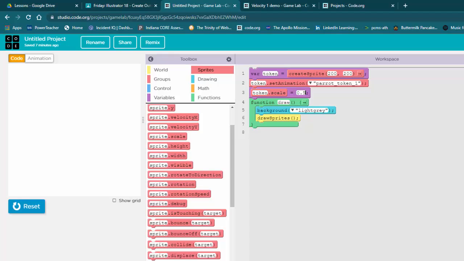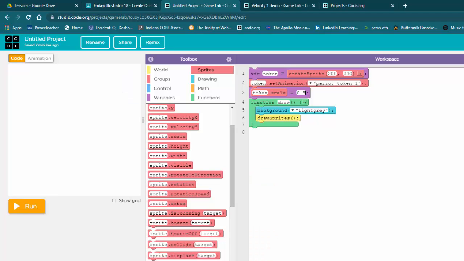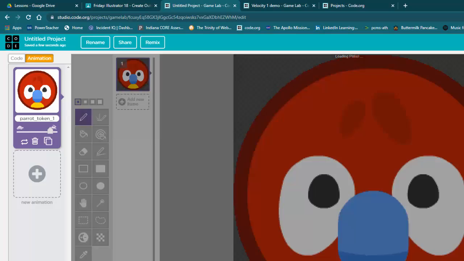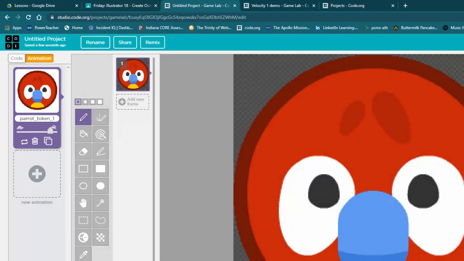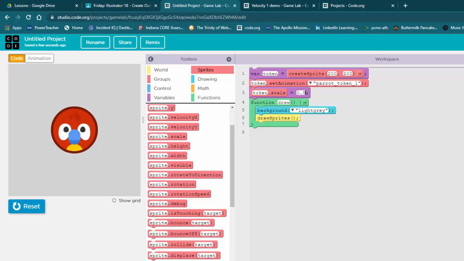Okay, I'm going to hit run, and all I've got right now is a little game token that is sitting in the middle and it's not doing anything at all. You can see the code that I used to create that program so far. I just got this token out of the Sprite library, and I created the variable, and I set the animation, and I scaled it a little bit, and I've got a background command and a draw sprites, and that's all it is. It doesn't do a thing yet.